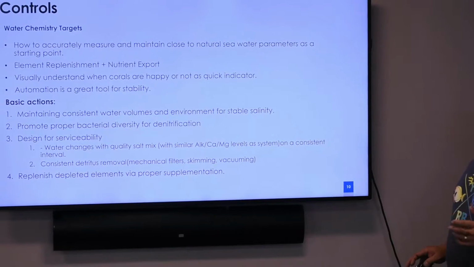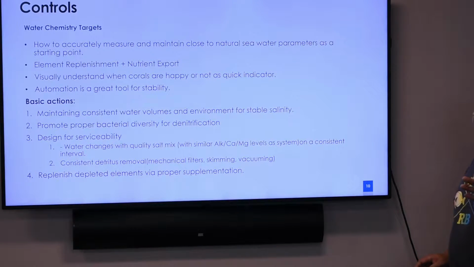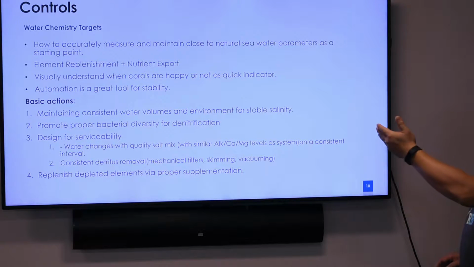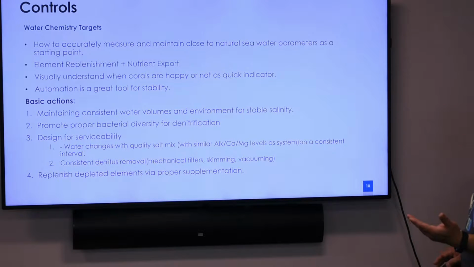So a lot of people say, okay, well, now that we know the goals, how do we control it? So, water chemistry targets. You want to reach or approach natural seawater, replenish, export nutrients, and visually see, you should be able to tell how your livestock are. Without measuring anything, just let your visual be the indicator. That's the highest level of response.